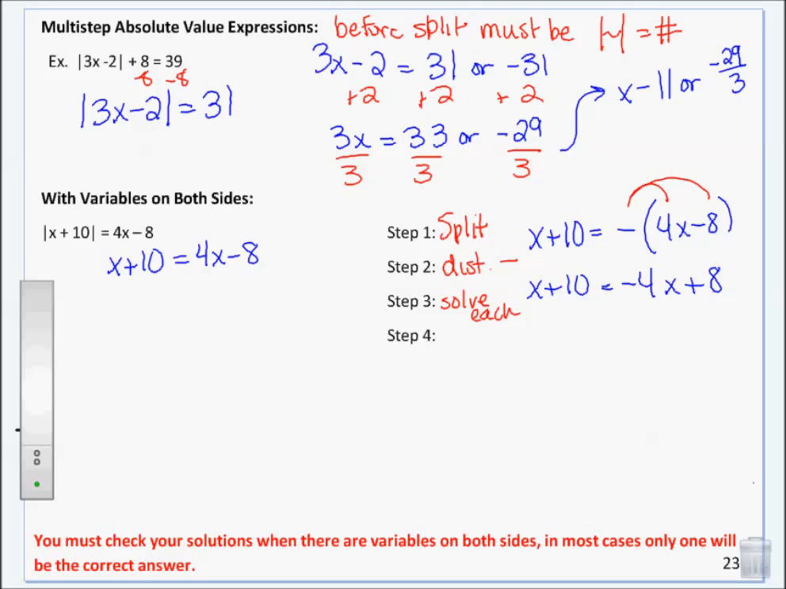So to solve this one, I'm going to subtract x from both sides. And I get 10 is equal to 3x minus 8. Then I'm going to add 8 to both sides. And I get 18 is equal to 3x. Divide by 3. x will be 6.